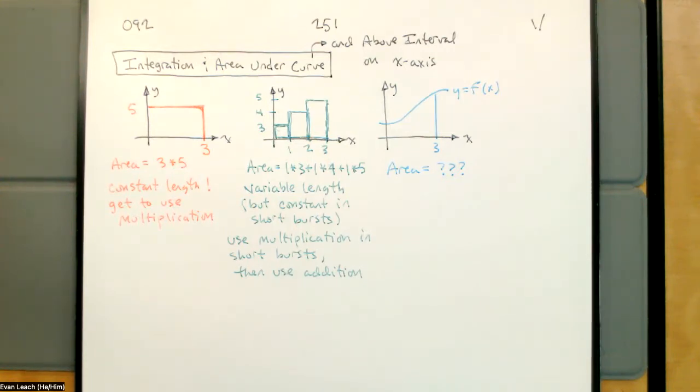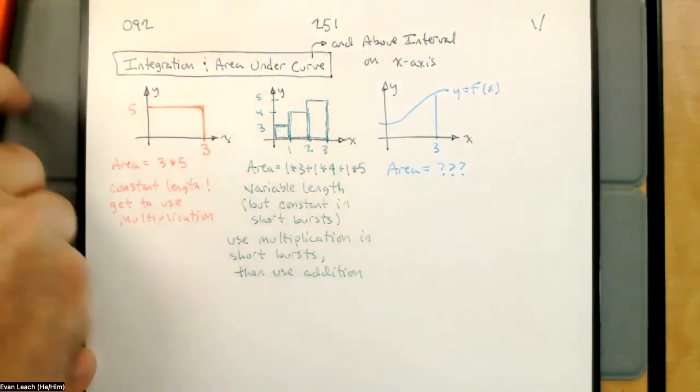Notice that I could break the previous case up, the constant length. I could have 1 times 5 plus another 1 times 5 plus another 1 times 5. So since we're adding 1 times 5 the whole time, we could take 5 times the 1 plus 1 plus 1. We factor out the 5. We get to multiply. So we're really doing the same thing in both of these.